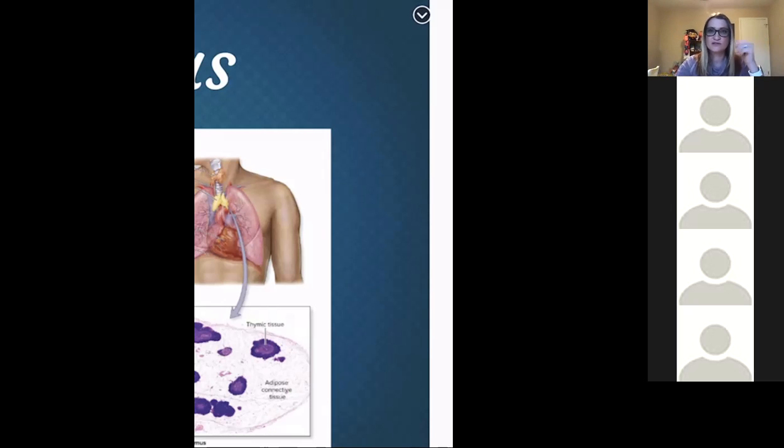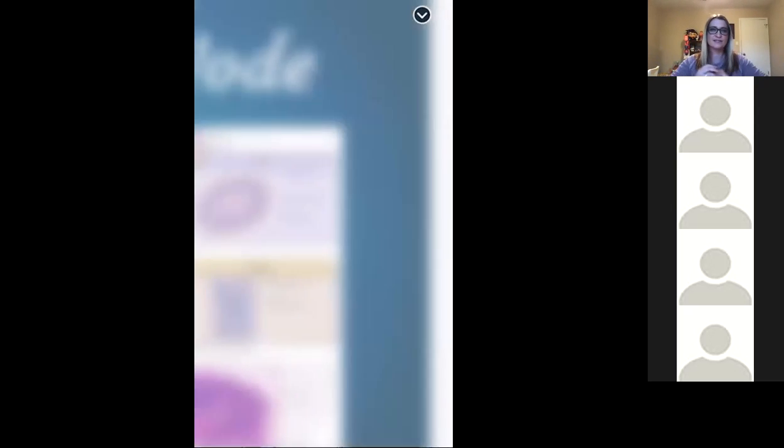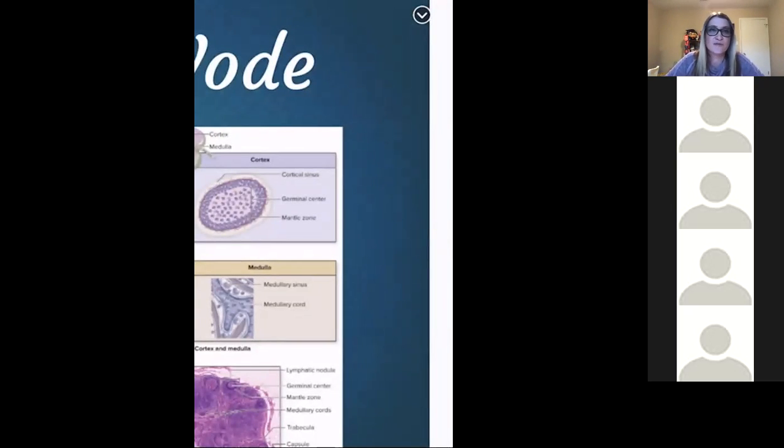Let me switch here to the next slide. This is a diagram of a lymph node, and at the bottom you have a micrograph of a lymph node as well. So lymph nodes are divided into cortex and medulla. For our lymphatic organs, spleen and lymph nodes are lymphatic organs. Everything else for the secondary structures is going to be lymphatic nodules or lymphatic tissues.